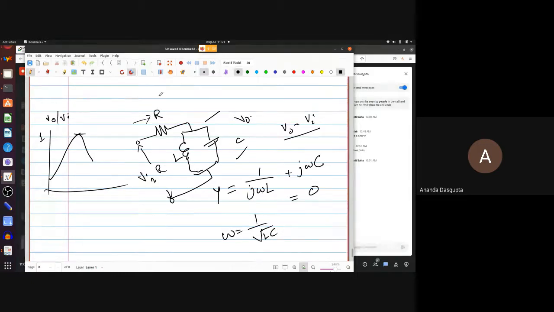By the way, do you need a large R or a small R for a good resonance? If you want a sharp resonance, do you want the resistance to be big or small? Sorry, couldn't hear you. You want the resonance to be sharp, then do you want R to be large or small? Small, sir. No.